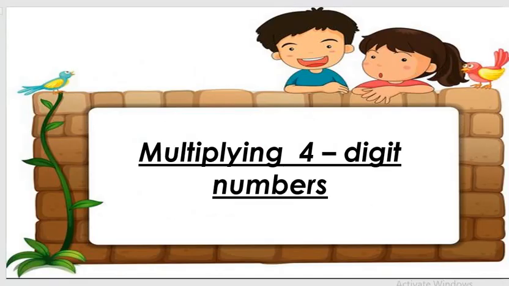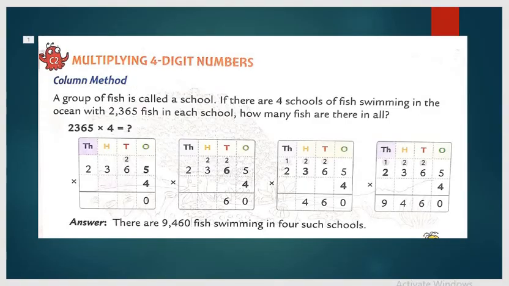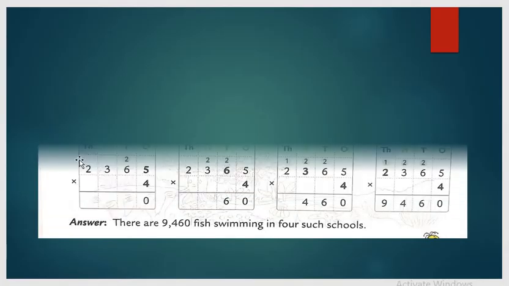Now the new topic is multiplying a 4-digit number. This topic also we have to do in the next session, but now just go through it fast. So multiply a 4-digit number.